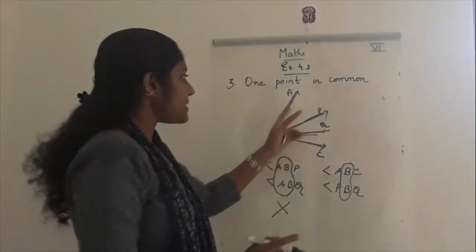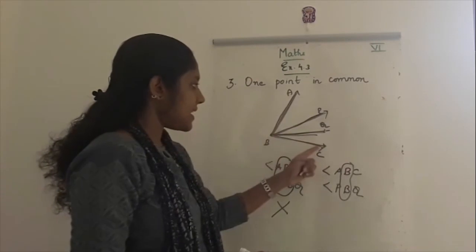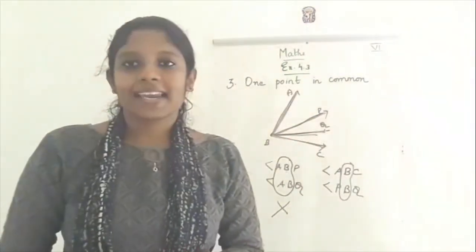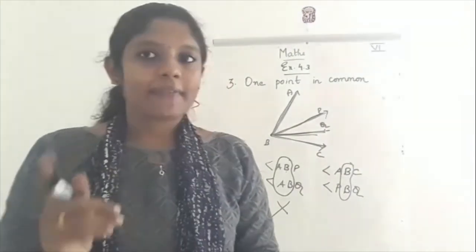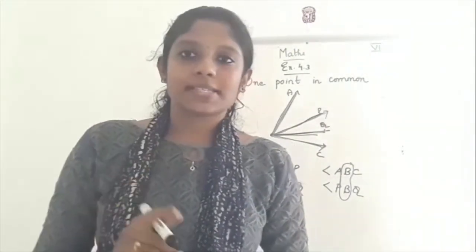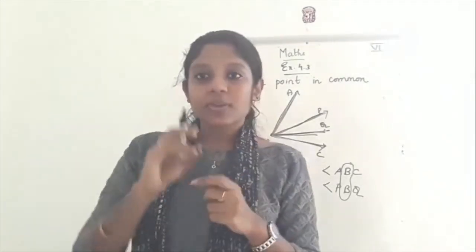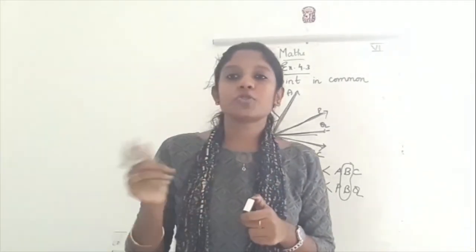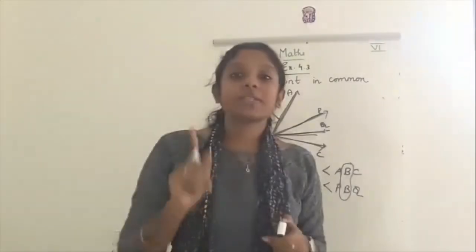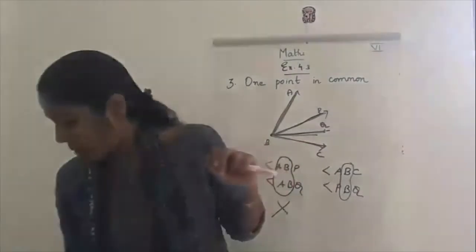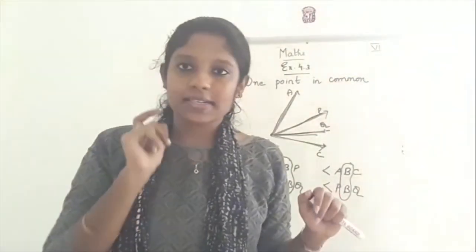So these are the angles: angle ABC, and angle PBQ is the second angle, which has one single point in common. There are two angles on the common point. The second question in the same exercise is that you have to draw two angles in which two points are common. Two angles should be there.